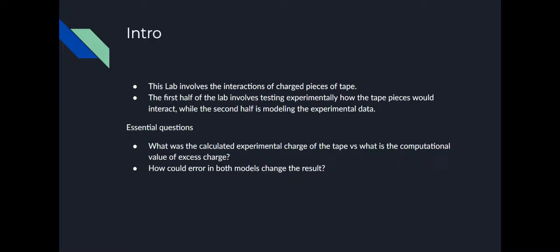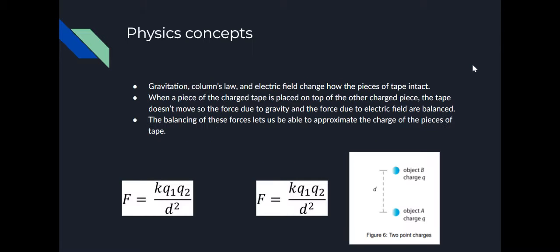One of the important things for this is calculating the difference in coulombs between the two pieces of tape, which is what we're going to go through with some physics concepts, and how error could be affecting both models or just how we're contributing it to the experiment. Physics concepts that we're going through in this, there's going to be a lot of interaction with the electrical field and the gravitational field, since they'll have different directions.